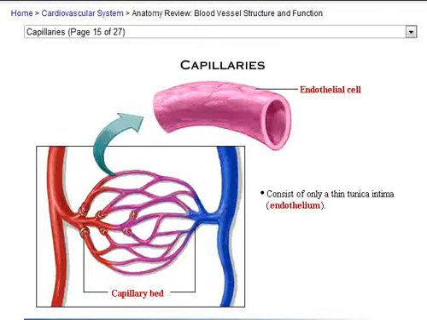Okay, so now I'm moving to capillaries, and capillaries is where all the magic happens, so to speak.